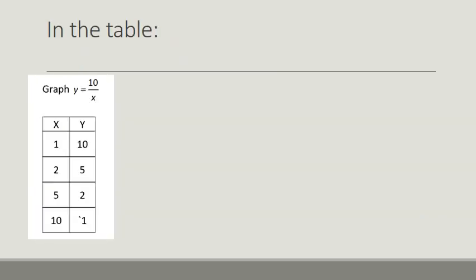Okay. So in our table, I want you to notice that as x is increasing, y is decreasing. If one of them is increasing, the other one is decreasing. I also want you to notice that if you multiply x times y, in each case you're going to get 10. 1 times 10 is 10, 2 times 5 is 10, 5 times 2 is 10, and 10 times 1 is 10.